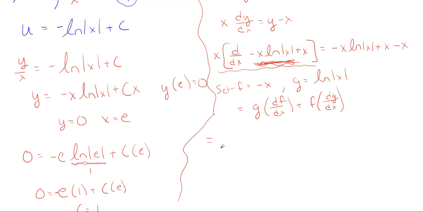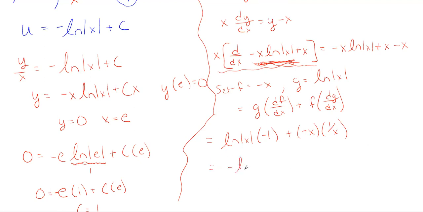What we got here is g, which is just the natural log of x, times the derivative of f with respect to x. Well, what's the derivative of minus x? Well, that's just minus 1, plus my f, which is just minus x, times the derivative of the natural log of x. Well, we just found the integration of 1 over x became the natural log of x. So the derivative of the natural log of x is just 1 over x. So let's simplify this down.